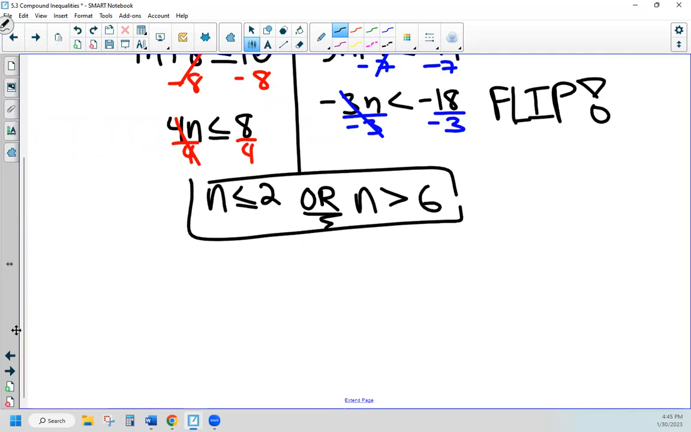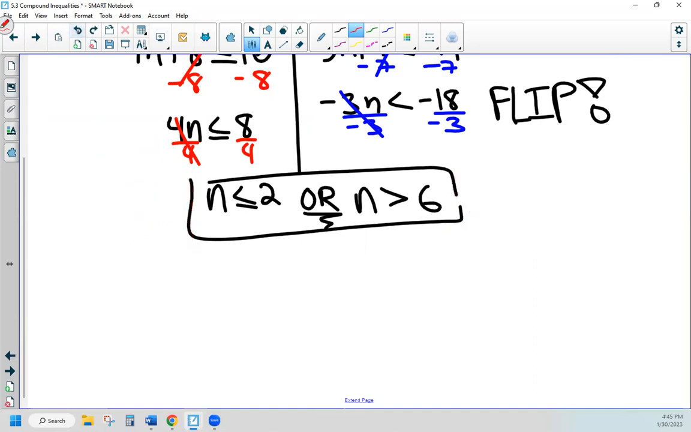This is our solution, where this could also be written in set notation. If you're wondering how to write this in set notation, it'll look something like this. Grouping symbol, the variable you're working with, that little bar thing, close your grouping symbol. That's it.